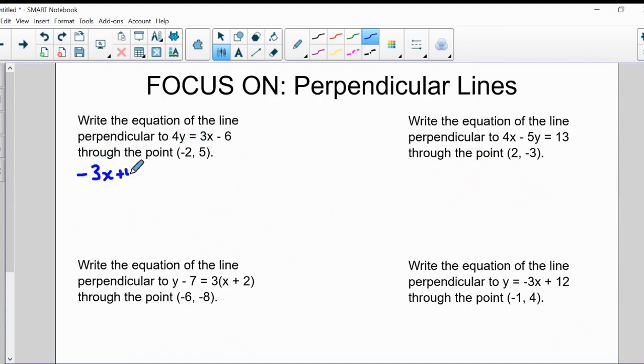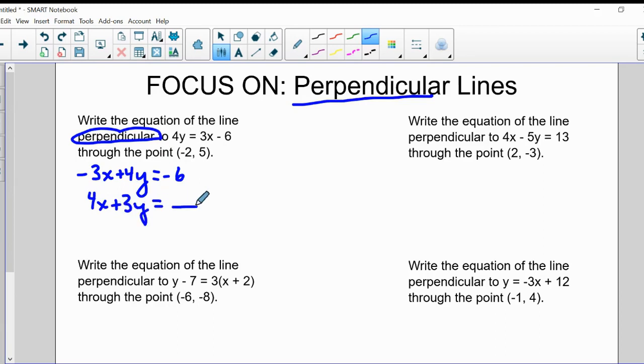Okay, perpendicular lines. Negative 3x plus 4y equals negative 6. Now, with a perpendicular situation, what I'm going to do is flip the coefficients. So I have 4x and then plus 3y equals some number. Notice that I change one of the signs. So now what I'm going to do is plug in negative 2 here and 5 here. So I get negative 8 plus 15, and I get 7. That's my final answer.